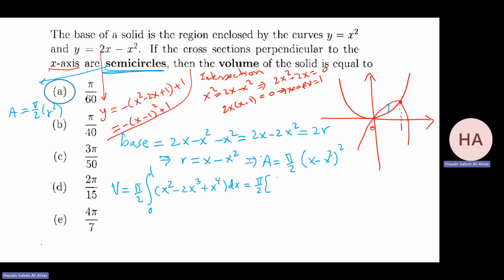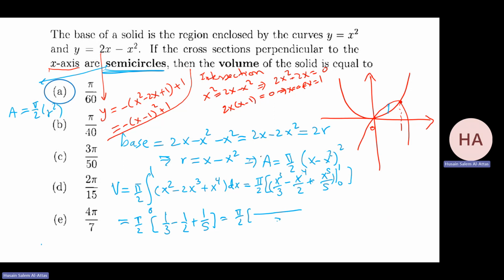And that is pi over 2 times what? Here I have x cubed over 3, 2x to the power 4 over 4, which is minus x to the power 4 over 2, plus x to the power 5 over 5, from 0 to 1. That gives me pi over 2 of what? 1 over 3 minus 1 over 2 plus 1 over 5. That's it.